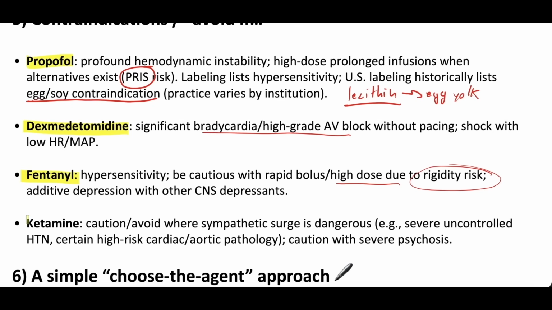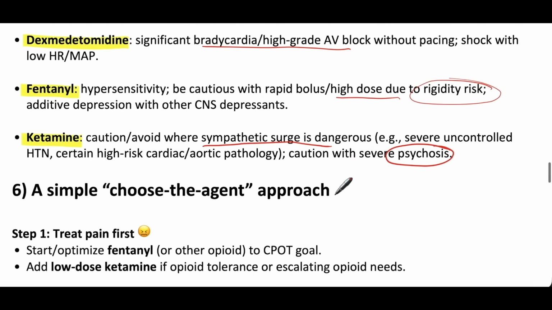And then ketamine, you want to be cautious or not use it in patients where a sympathetic surge is dangerous, think about hypertensive emergency or aortic catastrophe like aortic dissection. And then the other patient population are those with severe psychosis, because it can cause that psychomimetic reaction. All right, so kind of what agent to choose?